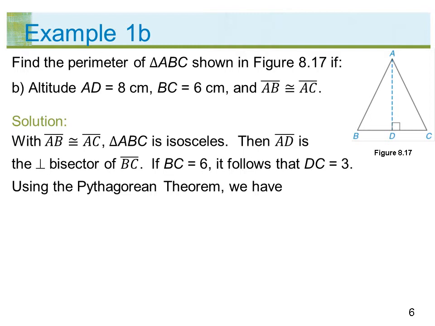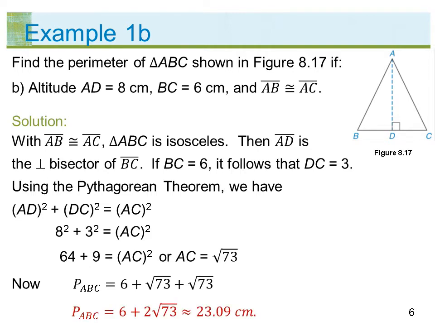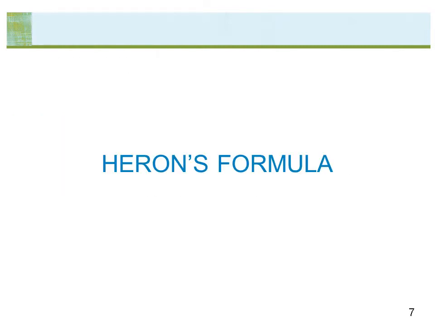Using the Pythagorean theorem, we have length AD squared plus length DC squared equals length AC squared. 8 squared plus 3 squared equals length AC squared. 64 plus 9 equals length AC squared, or length AC equals the square root of 73. Now, perimeter of ABC equals 6 plus the square root of 73 plus the square root of 73. Perimeter ABC equals 6 plus 2 square roots of 73, which is approximately equal to 23.09 centimeters.